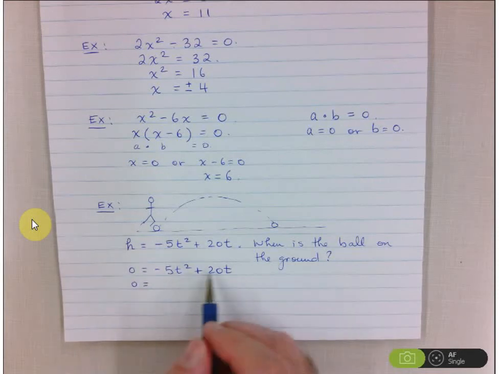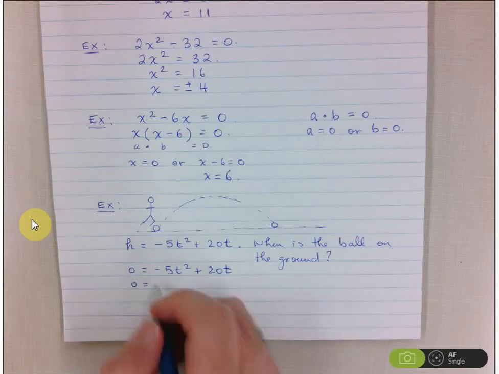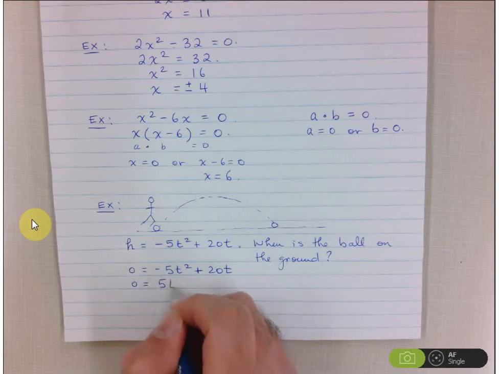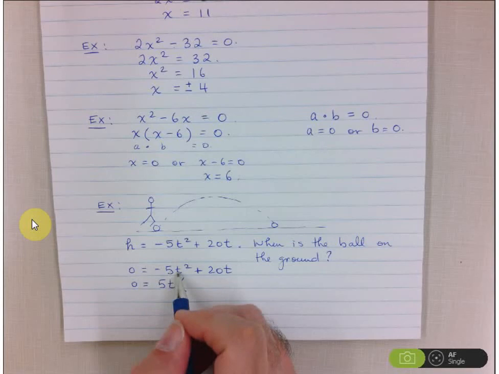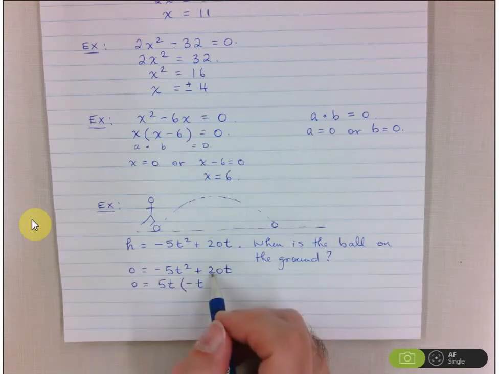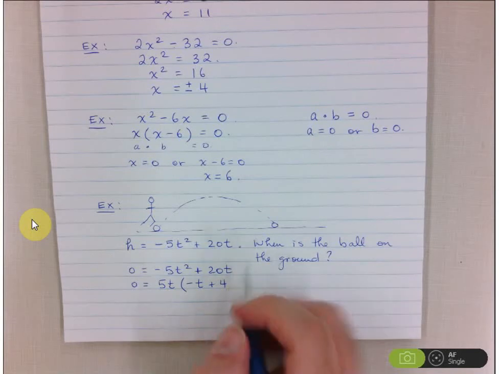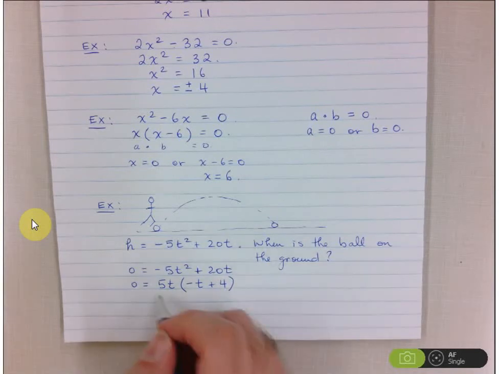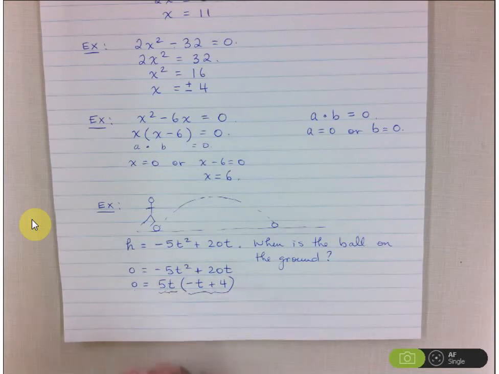We look at these two terms and realize there's a common factor of 5 and a common factor of t. So let's take out the common factor of 5 and the common factor of t. We take out the 5, we take out one of the t's, so we're left with negative t. Then 20 divided by 5 is 4, and we've taken out the factor of t, so no t's left over. And look what we've done: we've written it as the product of two terms, and this product is equal to 0.